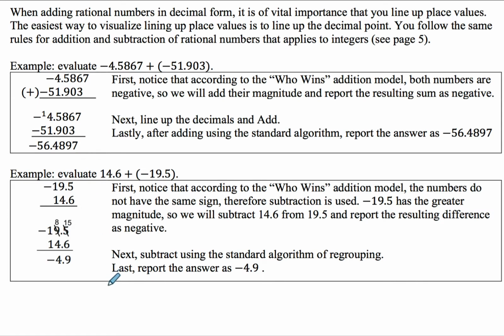Okay, second example. Evaluate 14.6 plus negative 19.5. First, notice according to the Who Wins model of addition, the numbers do not have the same sign, therefore subtraction is used. Negative 19.5 has a greater magnitude, so we will subtract 14.6 from 19.5 and report the resulting difference as negative. Next, subtract using the standard algorithm and regrouping. Last, you report your answer as negative 4.9. So the decimal's already lined up here. We have to do the regrouping or borrowing, and we get negative 4.9.